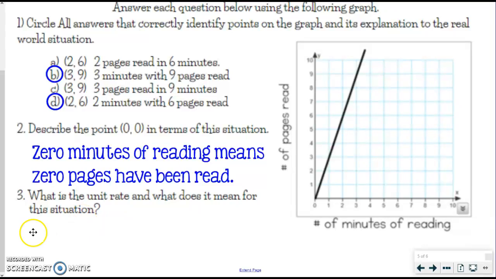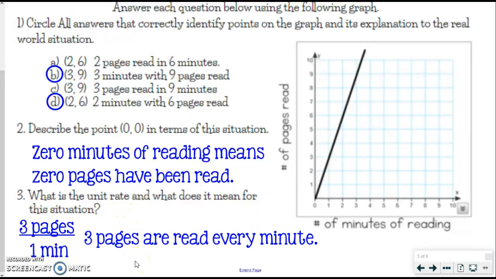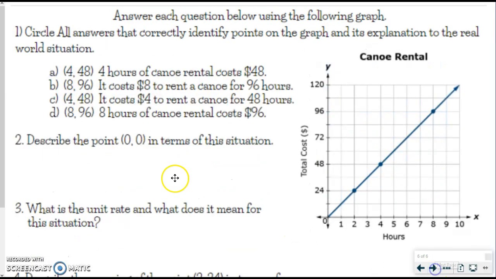So that means I'm going to write it as y over x. So that means 3 pages in 1 minute. That would be the unit rate because you need to have 1 as the second unit. So 3 pages in 1 minute. That's the unit rate. So another minute, 3 more pages, and so on and so forth. Okay? And so what does it mean for this situation? It means 3 pages are read every minute. That can be applied later. And if you were going to write an equation, you could use that. So take this to help you with the next part.